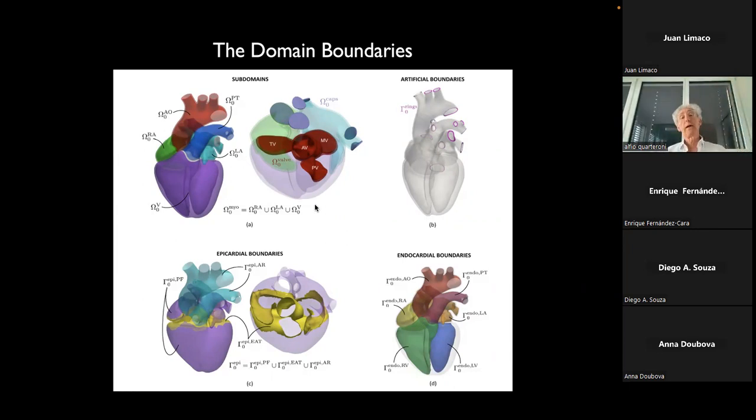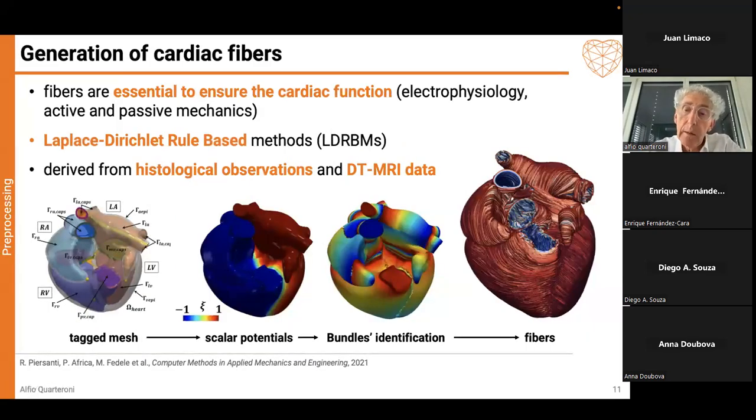And this is because we have to solve problems of different nature. We have to solve fluid dynamics in the four chambers, the atria and the ventricles. We have to solve the electrical field in the myocardium. We have to solve the deformation, the mechanical structure, again in the myocardium. And therefore, for every single physics, we'll have different types of boundaries that we have to identify a priori. But this is not the end of the story in terms of data.